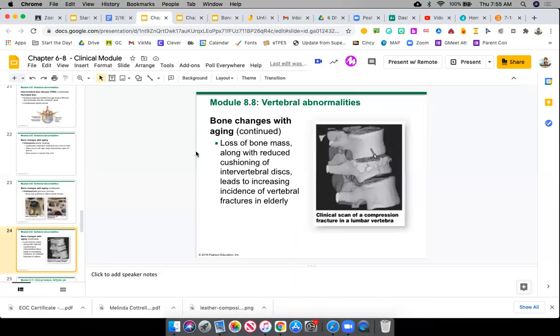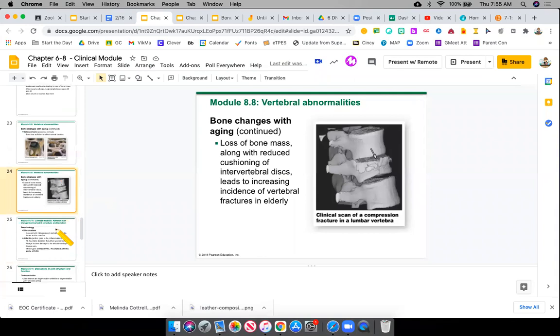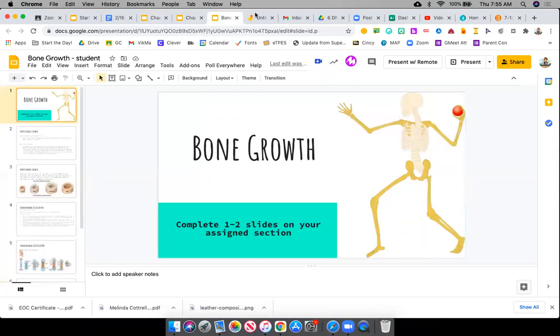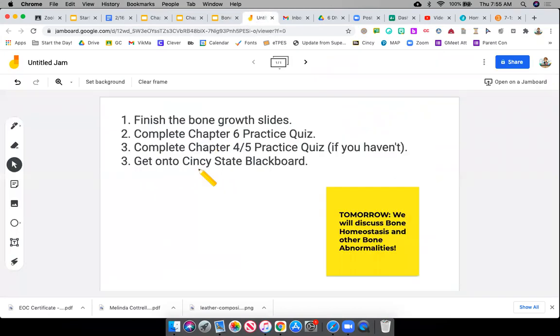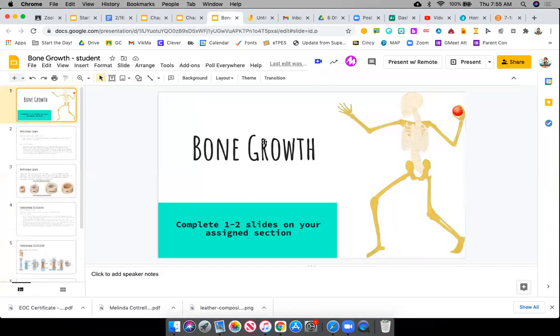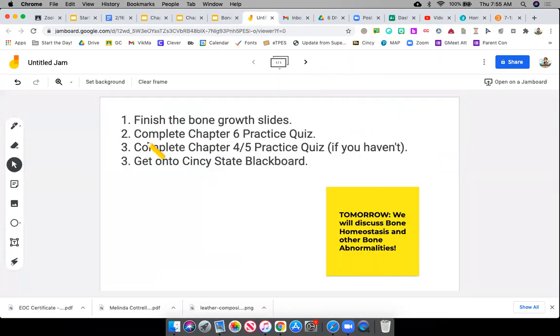Okay, that's all I really wanted to talk about in terms of bones today. Let's see here. I did want to share this slide with you. I do want to make sure you finish those bone growth slides. That's this one right here that we started in class. You have time, this was a shorter video, to complete the chapter 6 practice quiz, which is all about the bones. Two of you haven't finished the chapter 4-5 practice quiz. Please make sure that gets done.